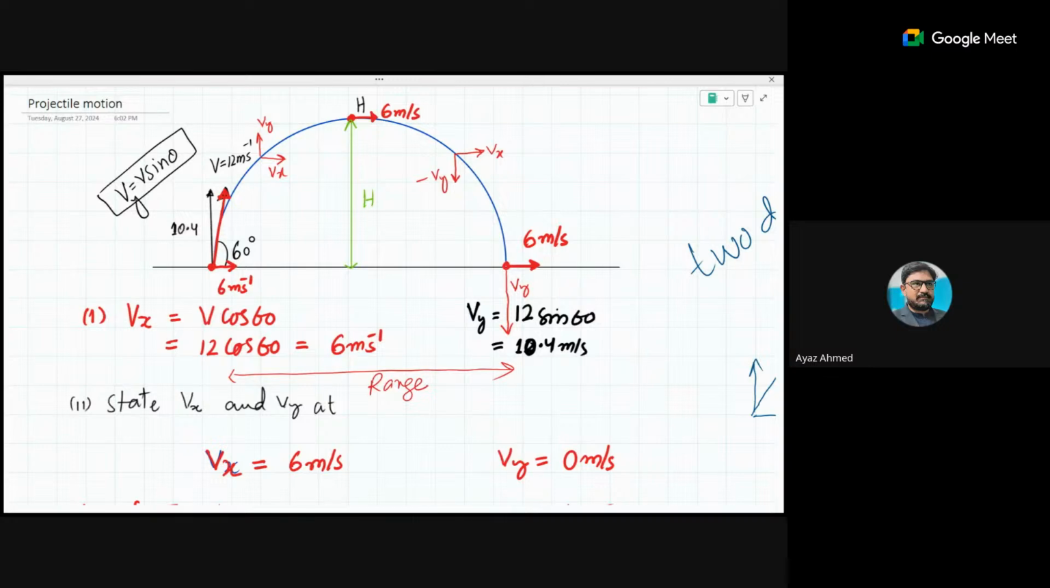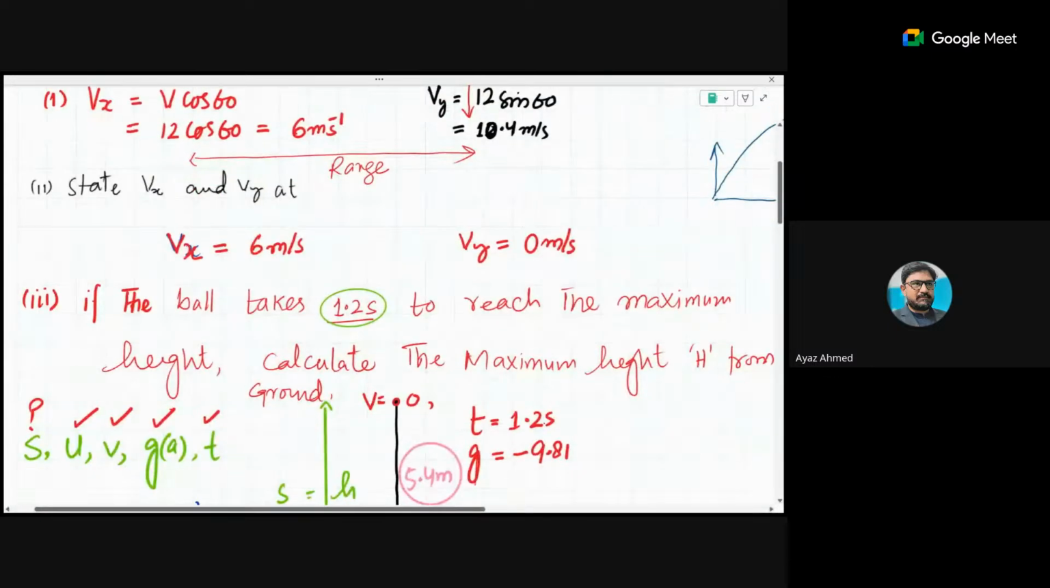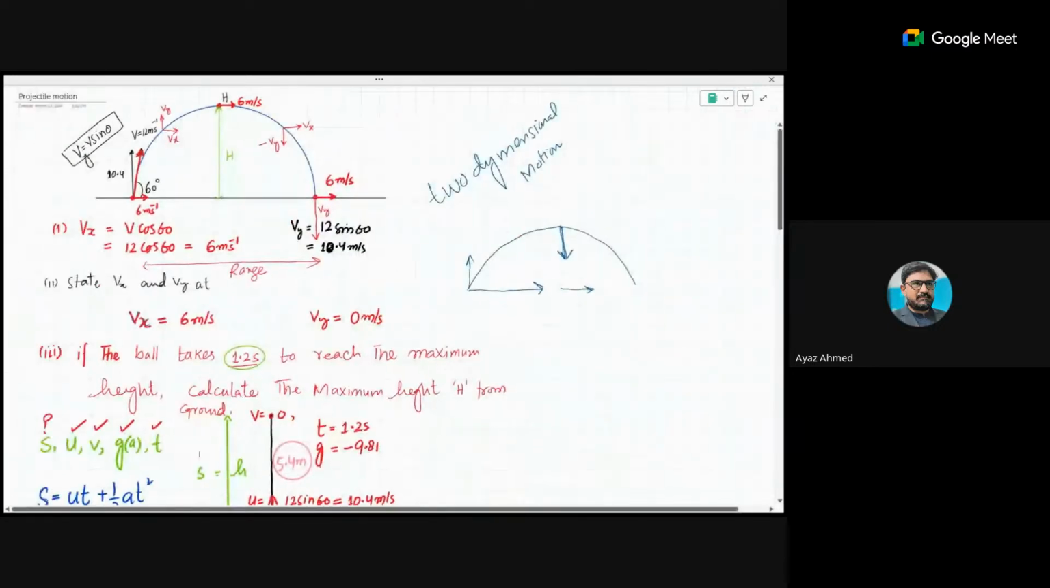And the component along the y-axis is v sin theta, so that is 12 sin 60, which is 10.4 meters per second. So the vertical velocity of the projectile is 10.4 meters per second, and the horizontal is 6 meters per second. Now I will just move onward. If the ball is taking 1.2 seconds to reach the maximum height, I will give you just simple descriptions and then I will move forward.